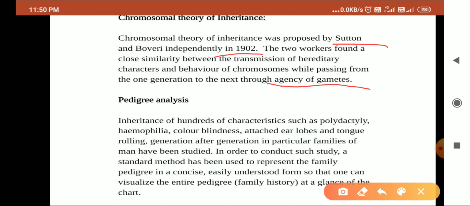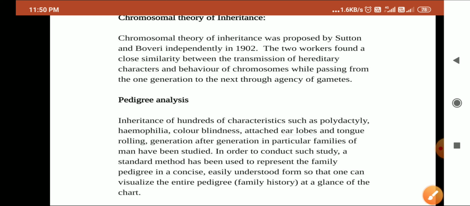Now we have another term, that is pedigree analysis. Pedigree analysis means studying the inheritance of characters such as polydactyly, hemophilia, color blindness, attached ear lobes, tongue rolling. They are passed on from one generation to another generation. So in order to conduct such a study, of how these characters are transmitted from one generation to another, or to study the family history, this is termed as pedigree analysis.